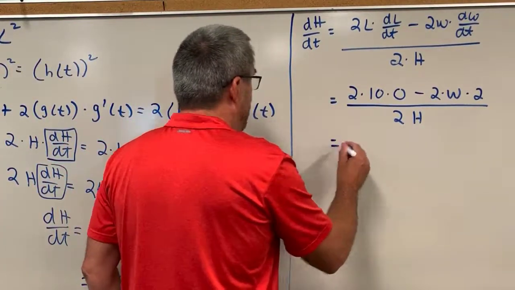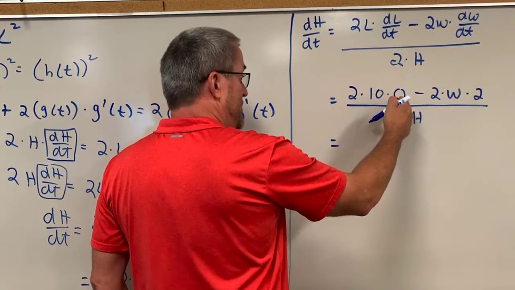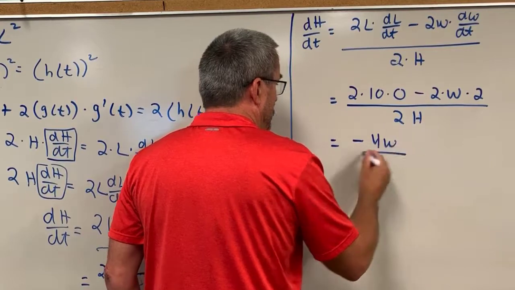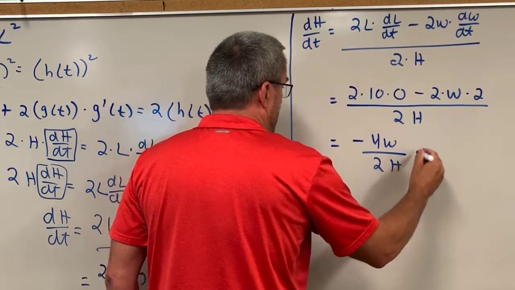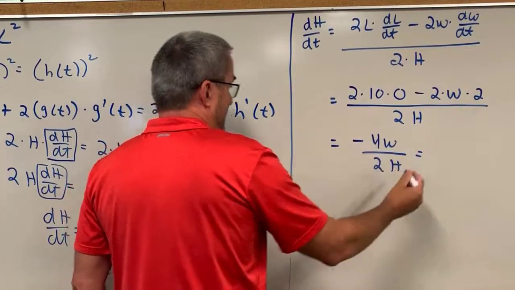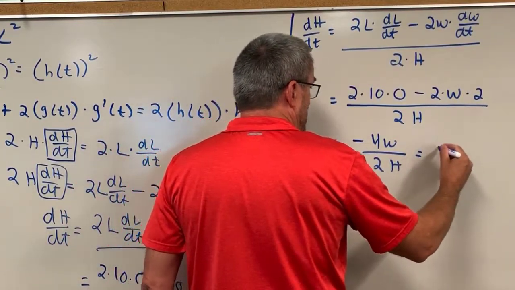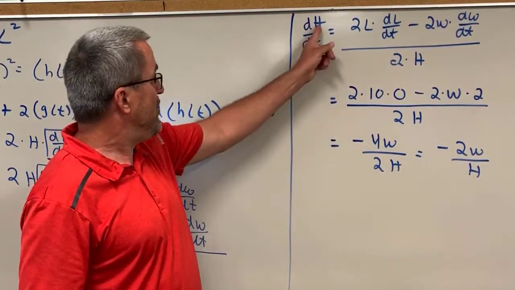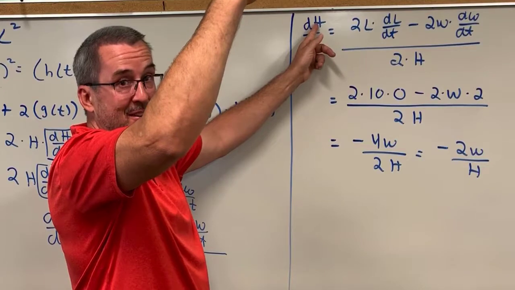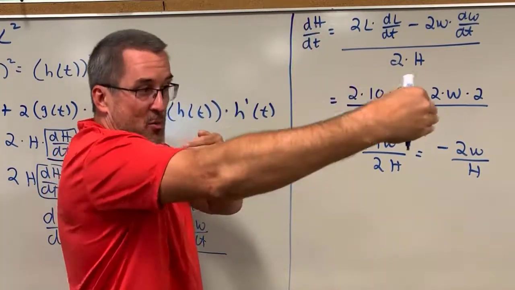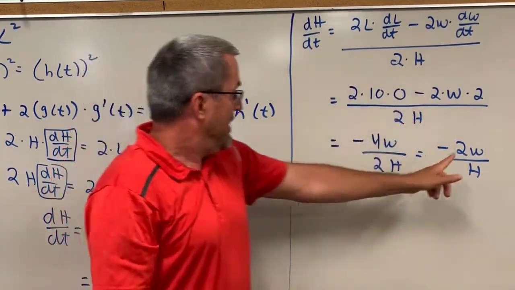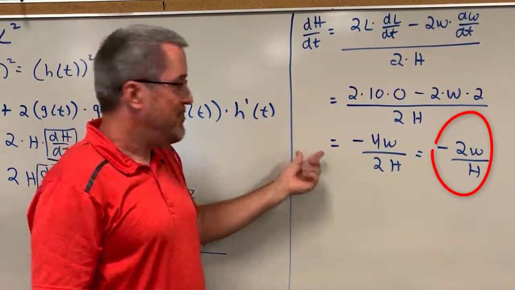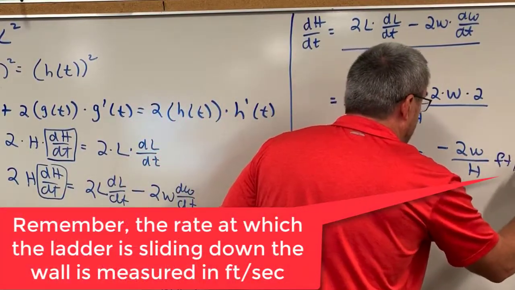So let's just clean this up and make it look a little prettier. 2 times 10 times 0 is 0, minus, this could be expressed as 4w divided by 2h. And then we can simplify that even more. 4 divided by 2 is 2, so we could just say negative 2w divided by h. So if you want to know how fast the height of the ladder is changing at any moment, at any distance the bottom of the ladder is from the wall, you just need to know those two things. If you know those two things, you can determine that rate, and that rate would be measured in feet per second.